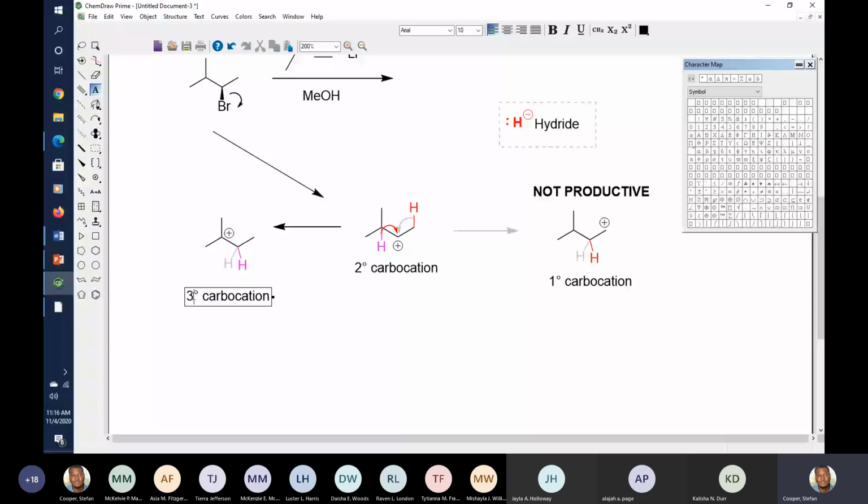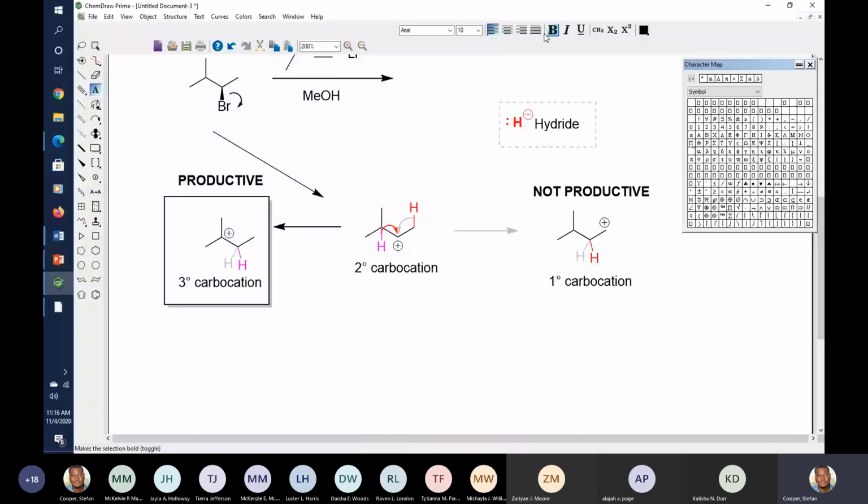Is this a productive move? Yes, it is. So will we go with that one? Yep. This is the correct shift here. So that's the intermediate that we need to draw. You want to make sure that you see this rearrangement because the final product will change because of the fact it went through a carbon cation rearrangement.